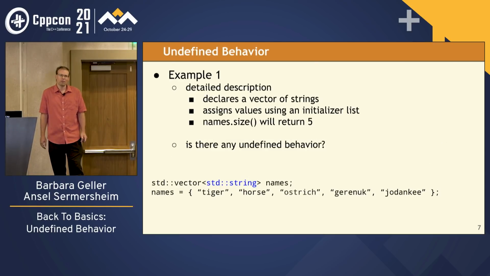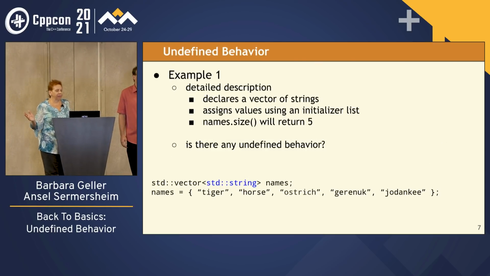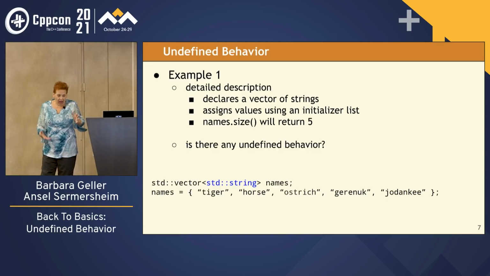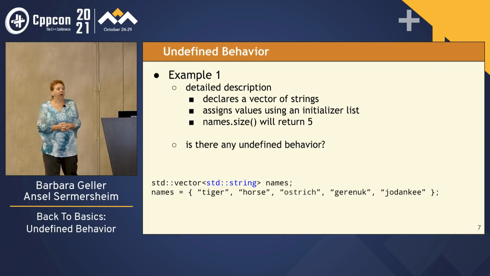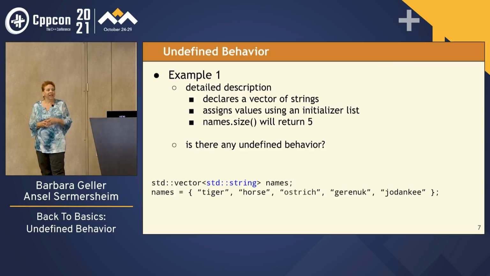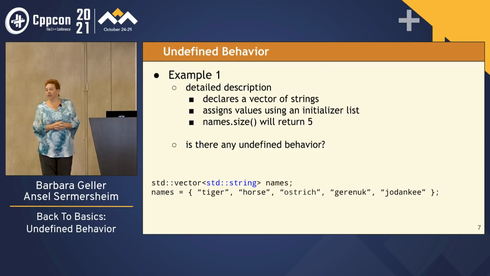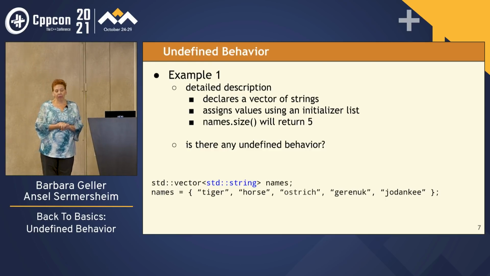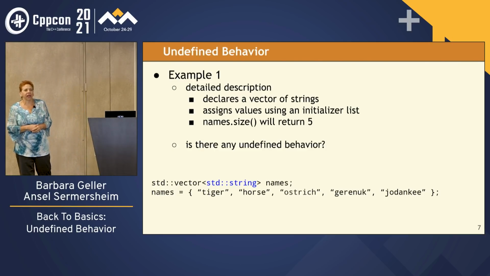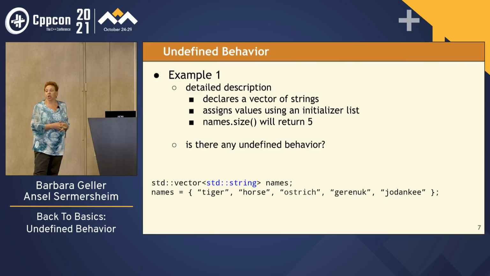So let's start out right away with an example. Here's 2 lines of code. We have an std vector, and it's a vector of strings. We're using the variable name names. Okay, I'm doing a code review. That looks fine. I can use the word names. The next line of code: we're taking names and we're initializing it, assigning values using an initializer list.